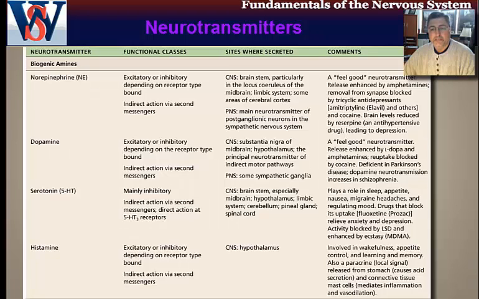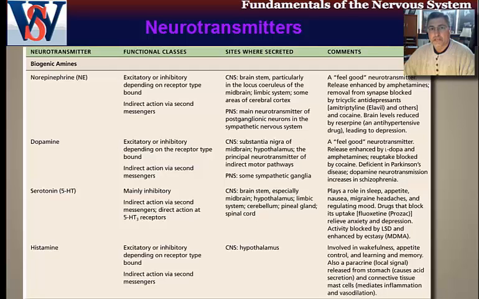Both of these can be blocked from being reuptaken by cocaine, extending that feel-good sensation. Excessive amounts of dopamine can lead to schizophrenia. Deficiencies of dopamine are found in people that have Parkinson's disorder. Indolamines, again, is serotonin. The lack of the receptors we will find in Alzheimer's, for instance.